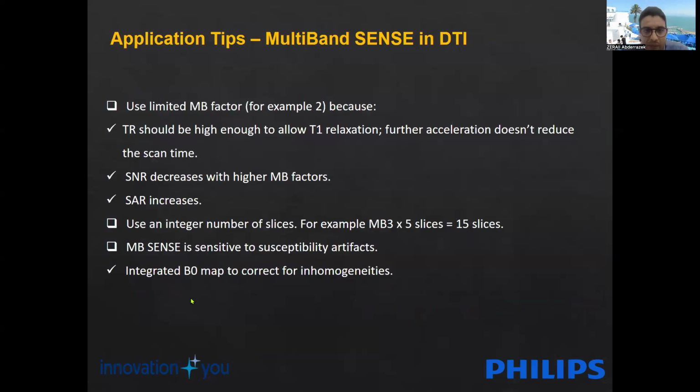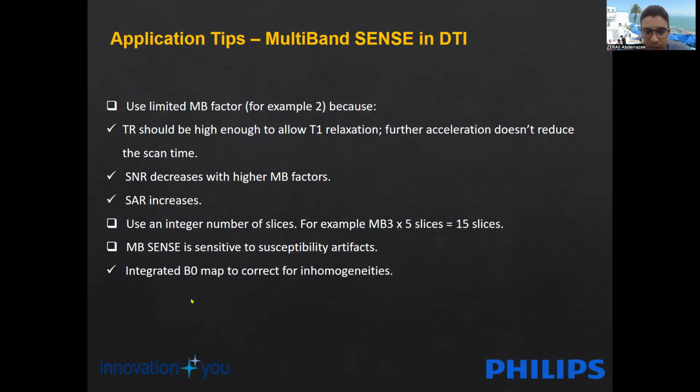So there is a tip for multiband SENSE used in diffusion tensor imaging. Use a limited multiband factor, for example 2, because TR should be high enough to allow the T1 relaxation of all images. The acceleration doesn't reduce the scan time then. Also, the signal to noise ratio decreases with a higher multiband factor. If we go up to 4 or 5 as a multiband SENSE factor, maybe we can get down to 70 or 60% of the signal to noise ratio.